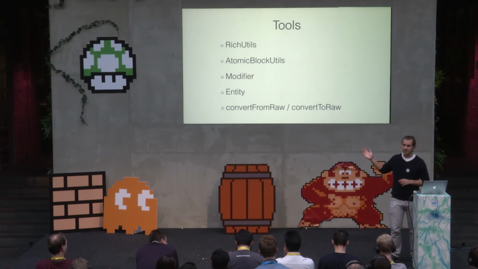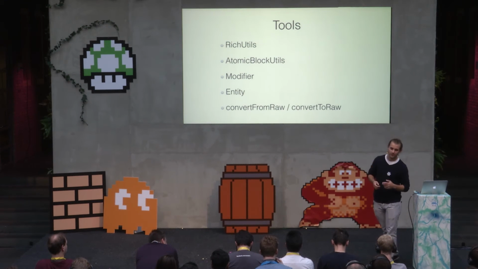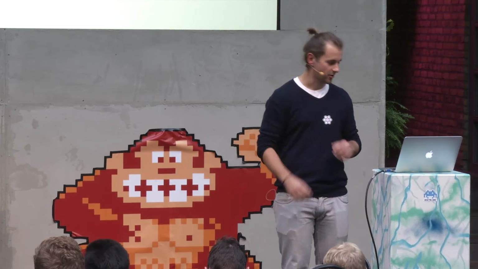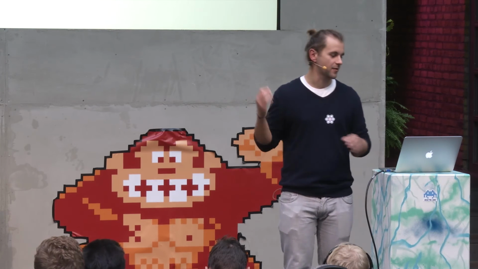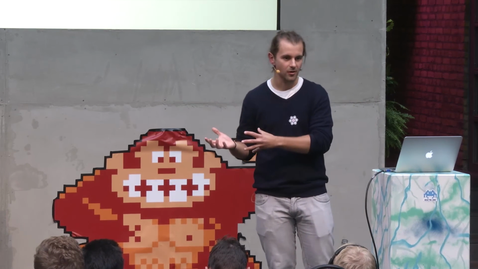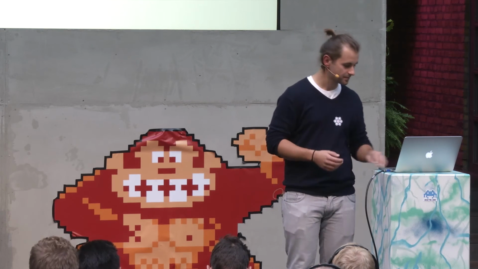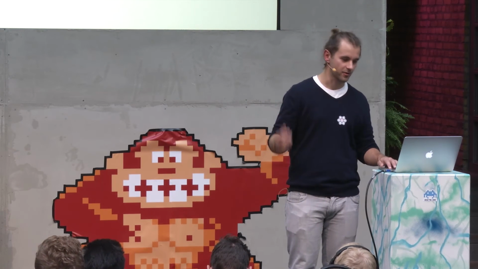There are atomic blocks, which are useful for videos, for images, for embeds, all that kind of stuff. Modifiers, entities, so you can attach a lot of things. And obviously, as I already mentioned, you can convert it to raw, which basically gives you this JSON representation that you can use, and then convert from raw to.